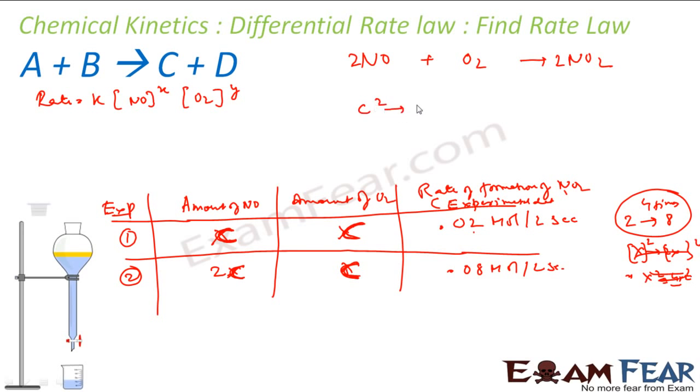C squared to 2C square, if you see, that is nothing but 4C square, right? So that means 4 times. And that's what is happening, right? It becomes 4 times. That means X has to be 2.